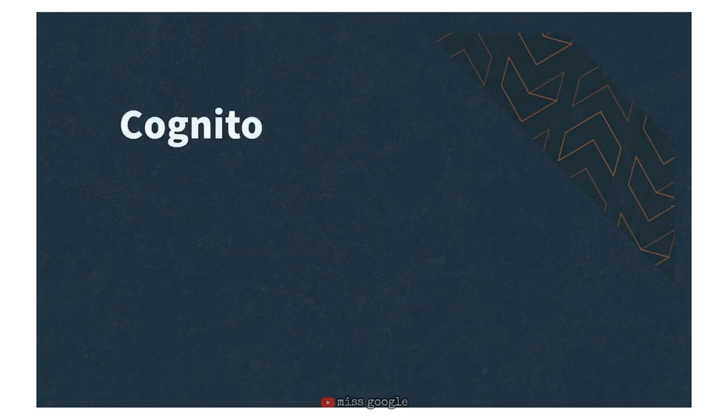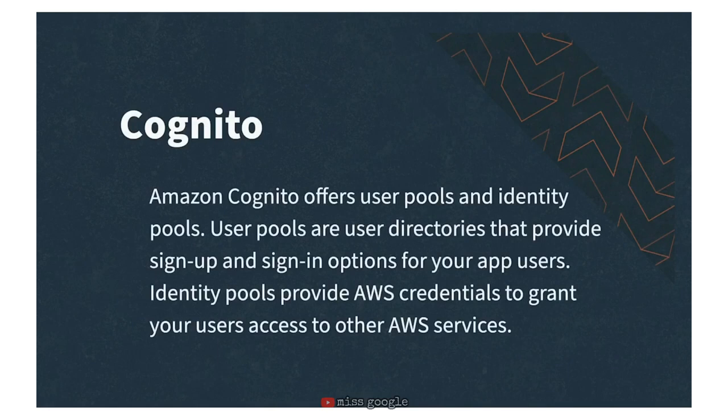Continuing our discussion on how users access services and features through your app or website, we're going to talk about Cognito. So Cognito offers two types of pools, user pools and identity pools. User pools are user directories that provide sign up and sign in options for your app users. So basically users that create an account through your app or your website using AWS.